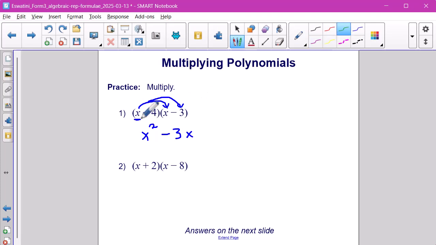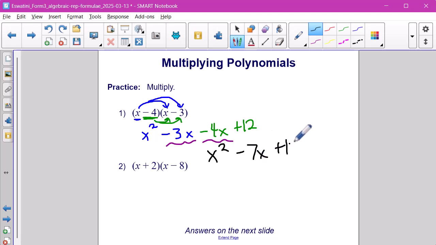Then I'll do the second term distribution with a different color, and notice I'm including the subtraction sign or negative sign in front of the 4 as I'm doing the distribution. So we have negative 4 times x, so that we have negative 4x, and then we have negative 4 times negative 3, which is positive 12. And now you can see we have two like terms, so the simplified answer will be x squared minus 7x plus 12.